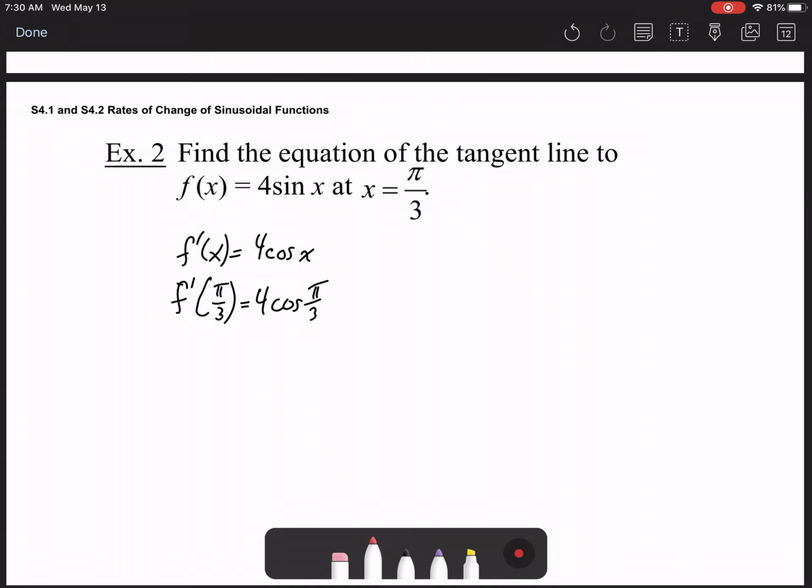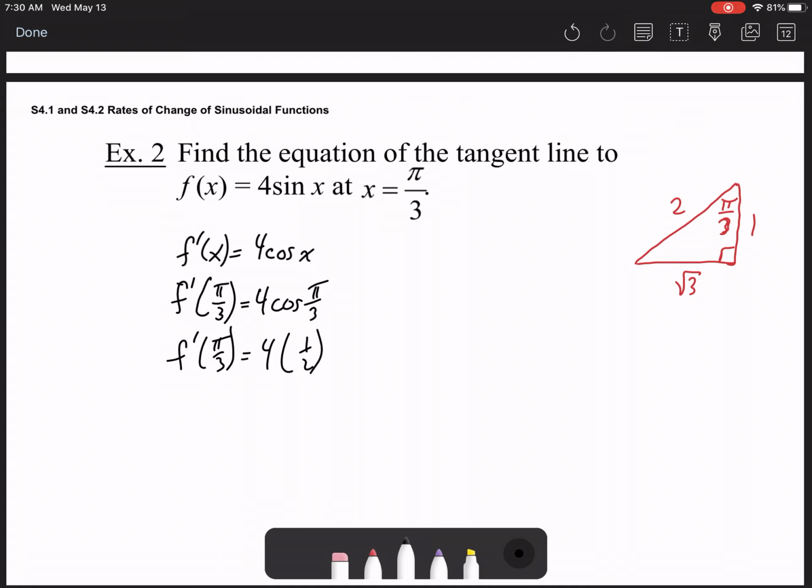Okay, I'm going to refer to my stuff from advanced functions. If this angle is pi over 3, this length is 2, this length is 1, this length is square root 3. So that means f prime of pi over 3 is equal to 4 cosine of pi over 3. Cosine is adjacent over hypotenuse, so that's 1 over 2. So this is 2. So my slope is 2.